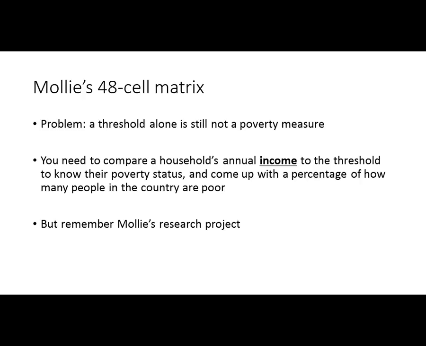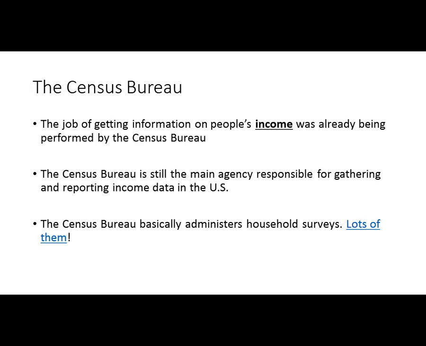But remember Molly's research project. The Census Bureau was already using an instrument called the Current Population Survey to get information on people's income. And her research project was to use that instrument to assess the economic well-being of American children. Now, the Census Bureau is still the main agency, or one of the main agencies responsible for getting information on people's incomes in the United States.